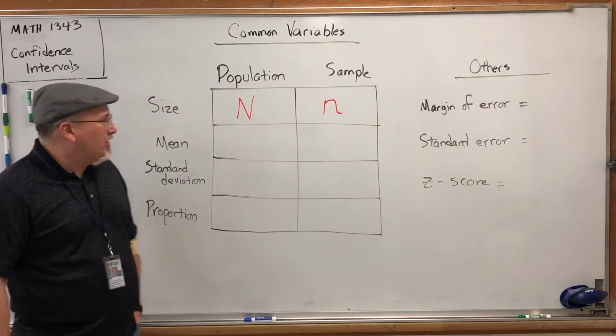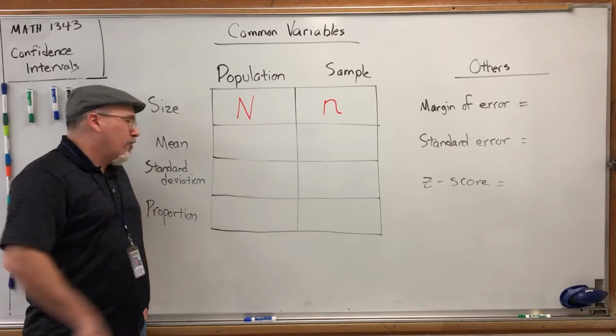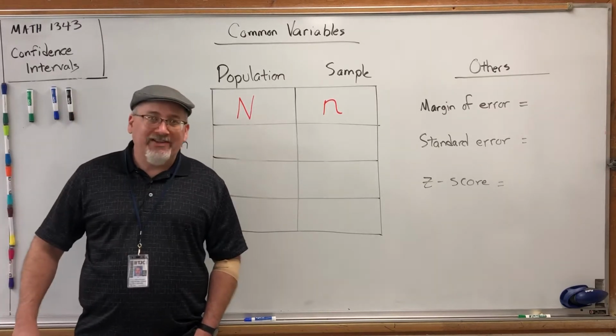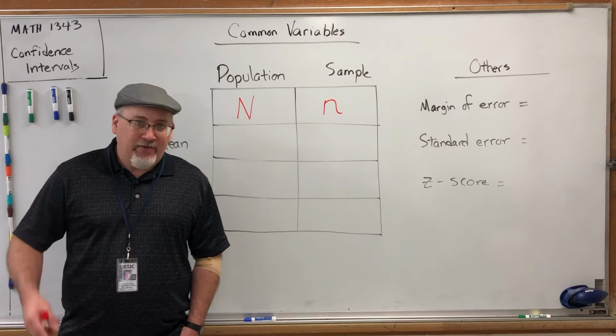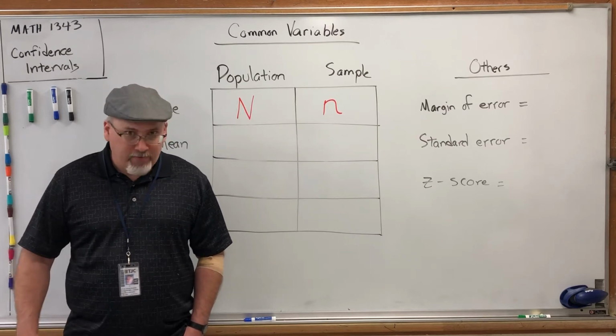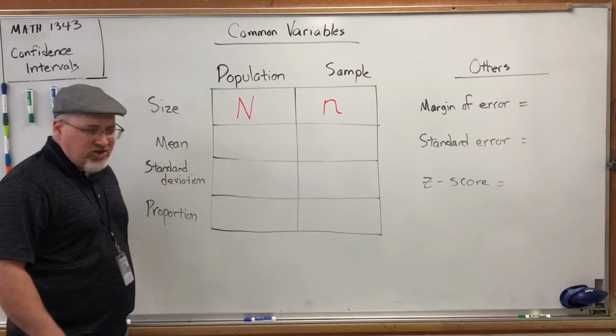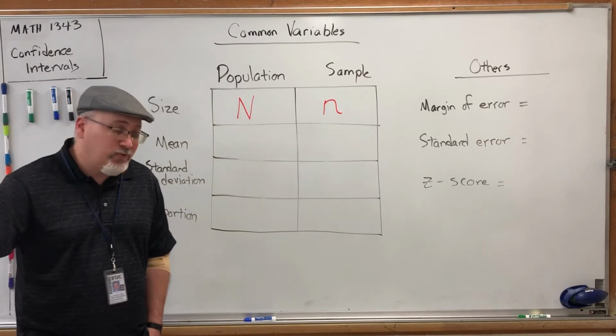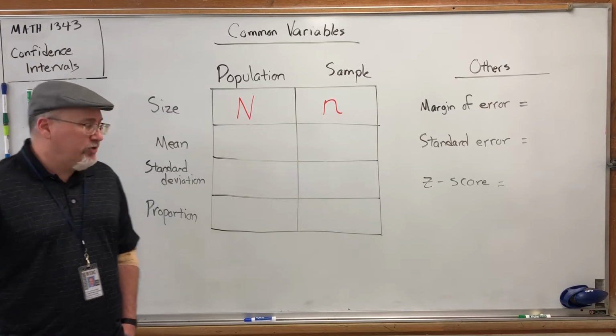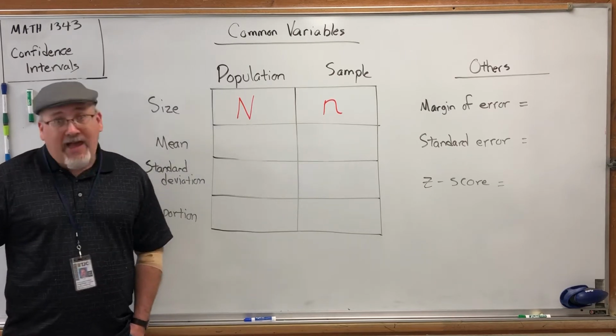As far as population and sample mean, just a reminder, mean is what most people commonly say is the average, where you add up the values and divide by the total number of values. There's a more specific definition of the word mean. In fact, there's multiple means we could talk about, but at this level, we'll just assume that mean is average.